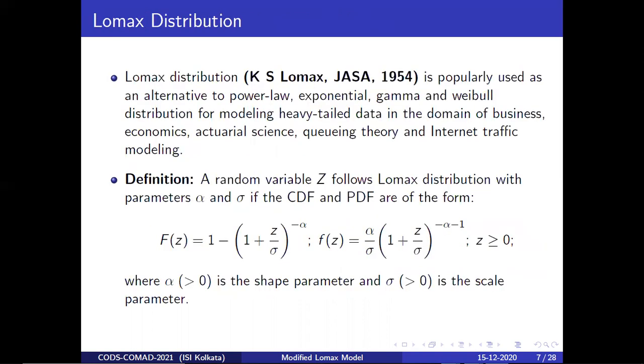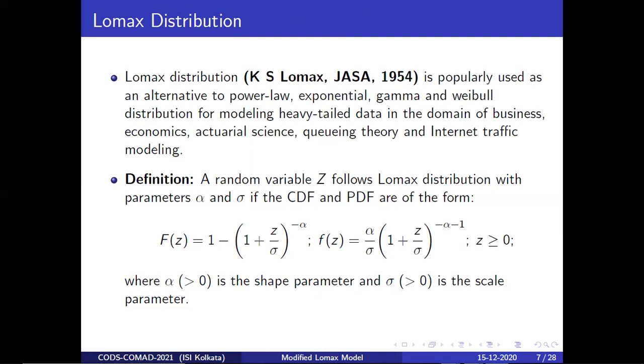To do this, we start with a brief description of the Lomax distribution. It was given by K.S. Lomax in JASA 1954, and is popularly used as an alternative to power law, exponential, gamma, and Weibull distributions for modeling heavy-tail data in the domains of business, economics, actuarial science, queuing theory, and internet traffic modeling. It is defined as follows.